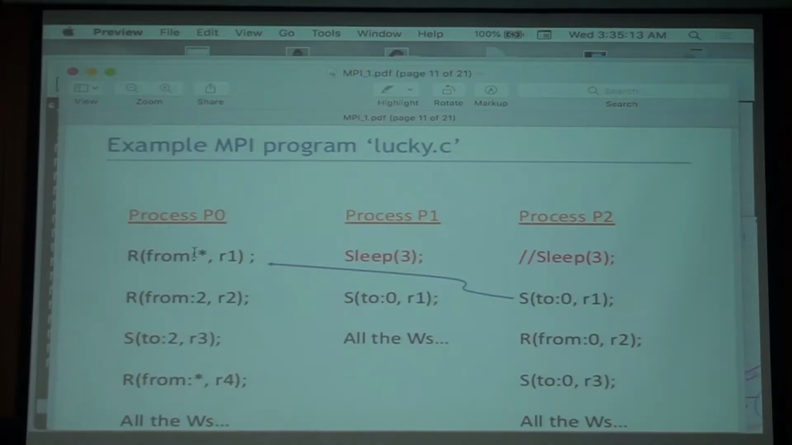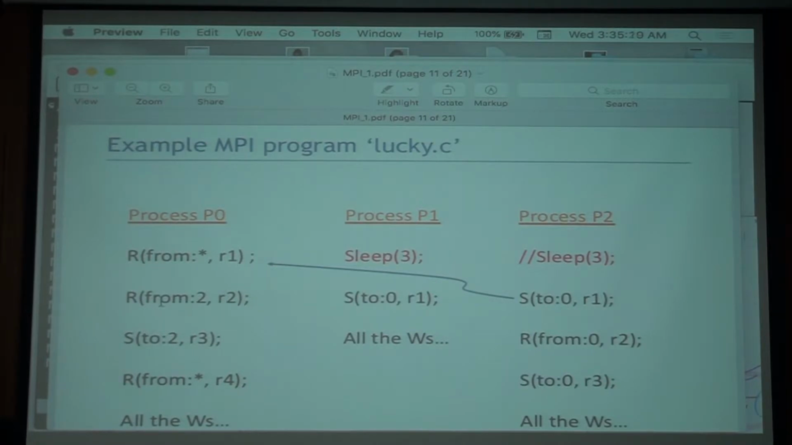There is no wildcard send. That would be like saying I can send to any one of you, which doesn't make sense in a program. But I can receive from anybody is sensible. We'll show an example of its use very soon. So in this case, whoever comes first is the one that gets picked up. So this gets picked up. Now this is bent on receiving from 2.